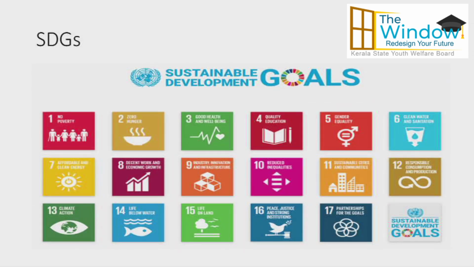So the 17 Sustainable Development Goals are, we know: no poverty, zero hunger, good health and well-being, quality education, gender equality, clean water and sanitation, clean energy, decent work and economic growth, industry, innovation and infrastructure, reduced inequality, sustainable cities and communities, responsible consumption and production, climate action, life below water, life on land, peace, justice and strong institutions, and the 17th, the last Sustainable Development Goal, is partnership for the goals.